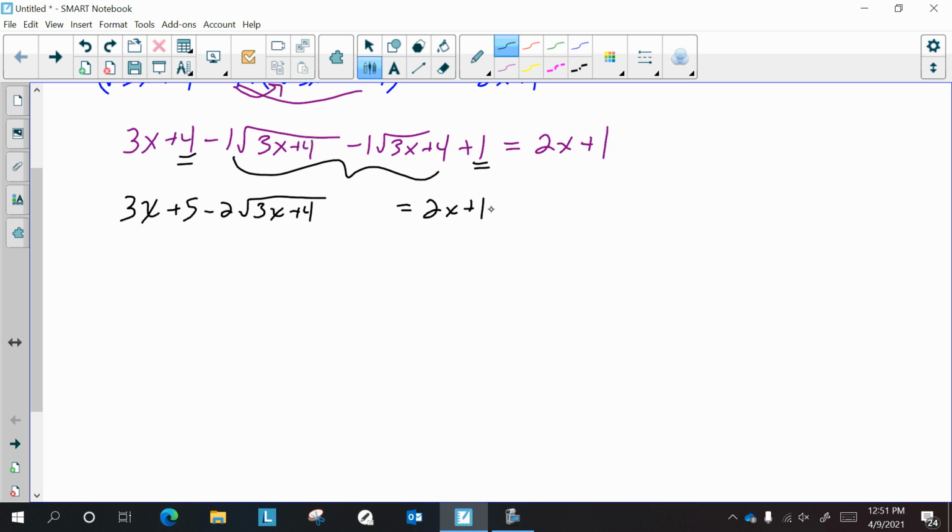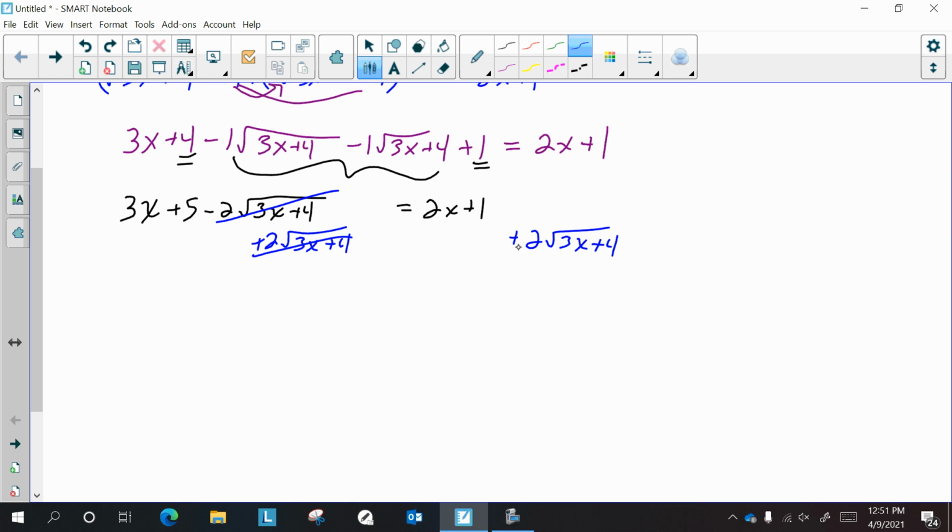Now, it does not matter which side we get things on. We can get the square root on the left side, or we can get the square root on the right side. Since this square root has a negative in front of it, it doesn't matter. I'm going to move it to the right side so that it will have a positive in front of it. So let's add that square root to both sides. So that makes those go away.